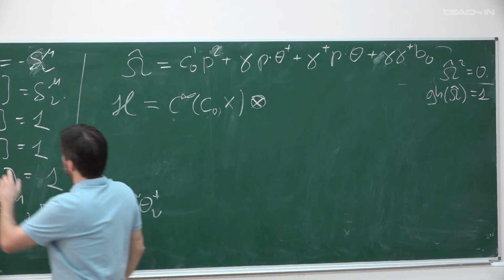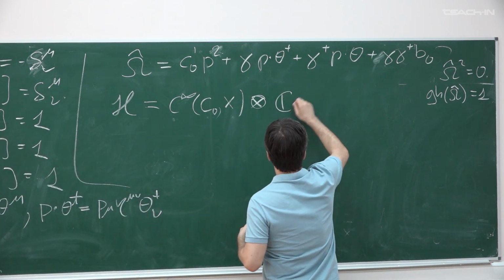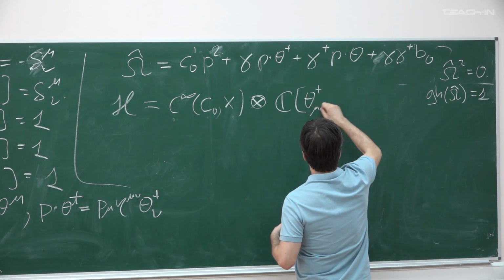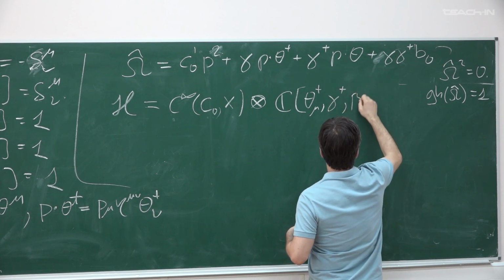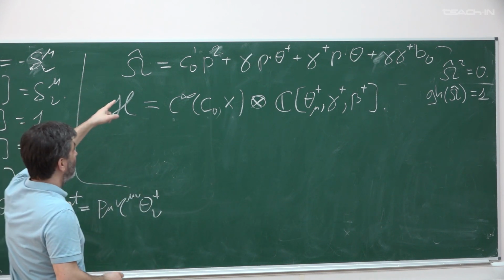Tensored with Fock space generated by all these pairs which contain daggered variables. So just like before, variables with dagger are creation operators. Respective variables without dagger are annihilation operators. So we act with theta dagger, beta dagger, gamma dagger on our vacuum, and we produce states of our Fock space. So what we have here are polynomials in theta dagger, in gamma dagger, and in beta dagger.